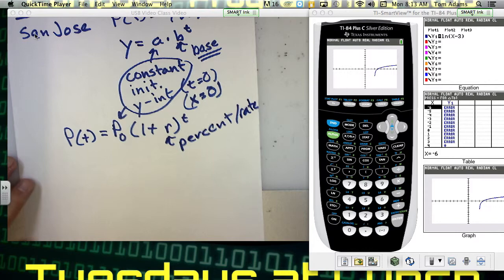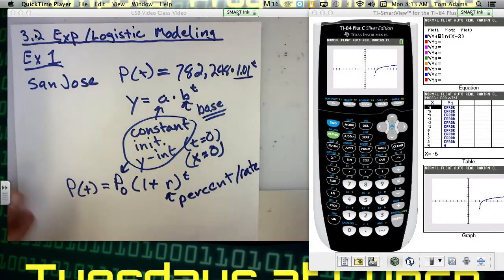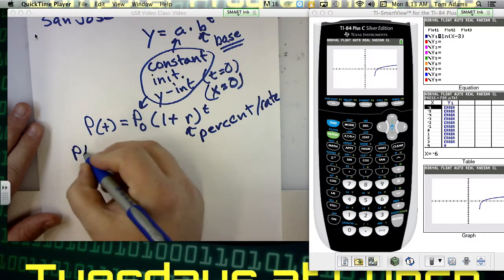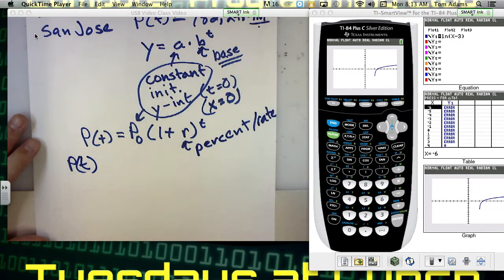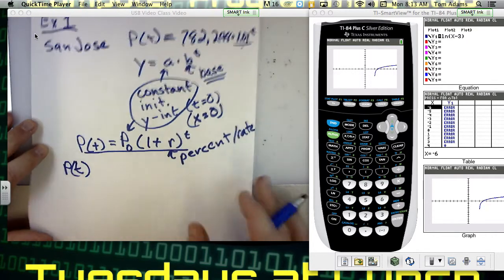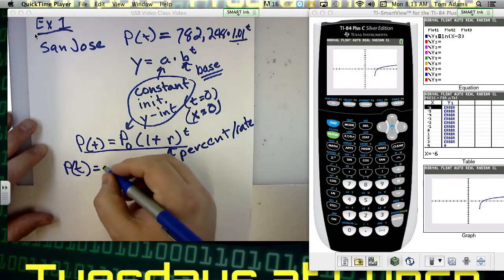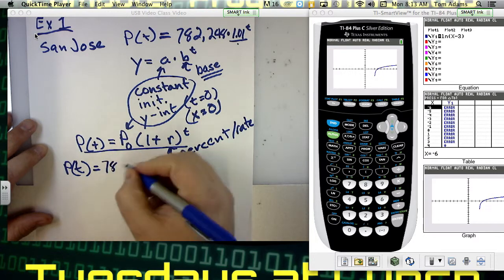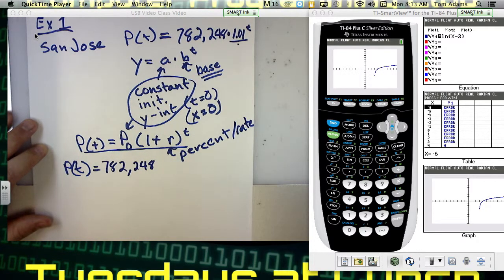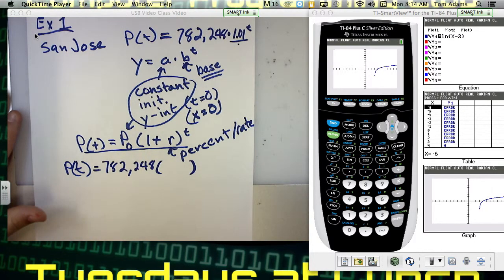Okay? So if we come back here, and I've abbreviated it because I ran out of paper space, what is the percentage, and is it a growth or is it a decay? Well, what we could do is let's rewrite that as this particular equation. So I know what my initial condition is. My initial population, p sub 0, is 782,248. But now, how would I write 1.01?